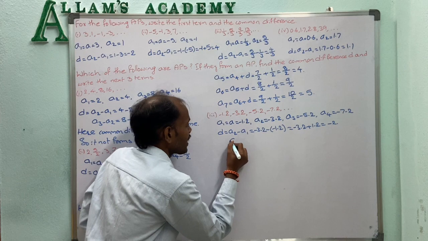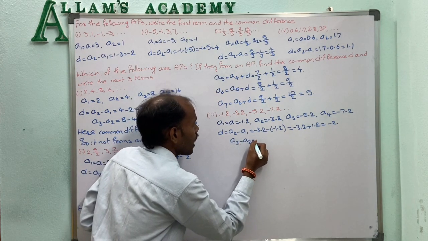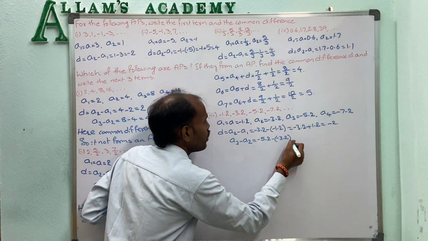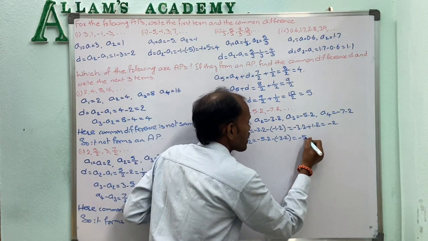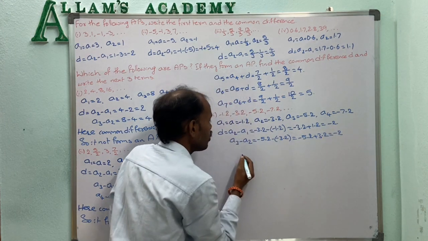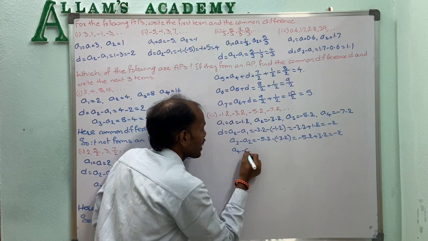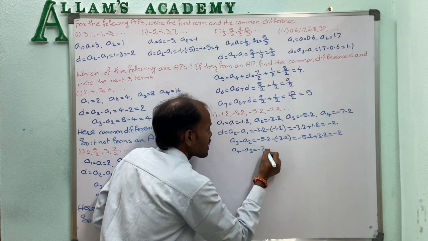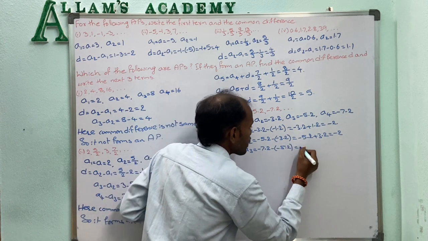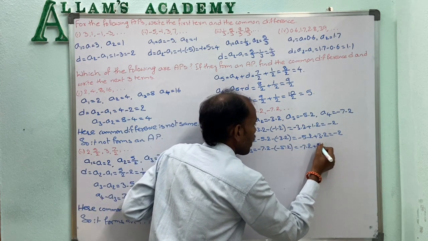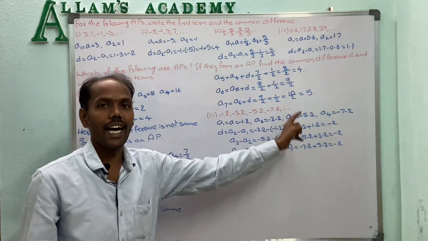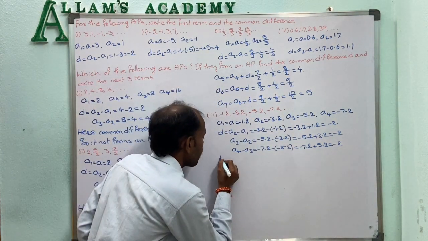Now A3 minus A2: minus 5.2 minus of minus 3.2. Here also minus into minus is plus, so minus 5.2 plus 3.2 is minus 2. Now A4 minus A3 is equal to minus 7.2 minus of minus 5.2. Minus into minus is plus, so minus 7.2 plus 5.2 is equal to minus 2. So here the common difference is the same, that is minus 2.